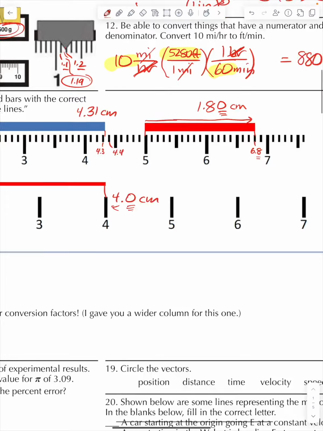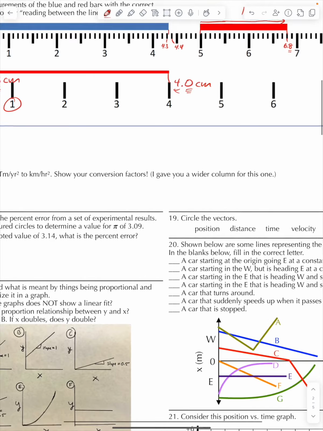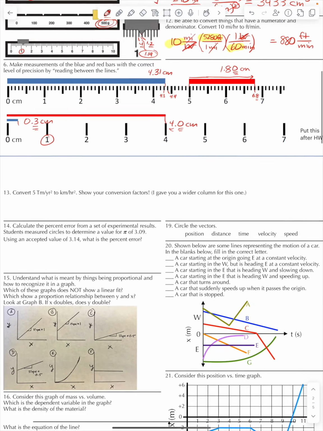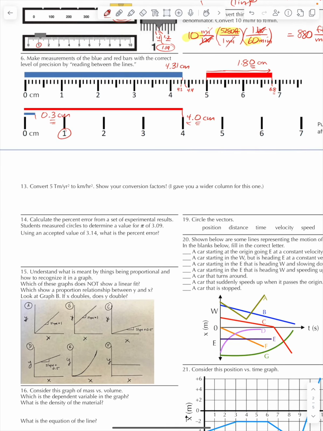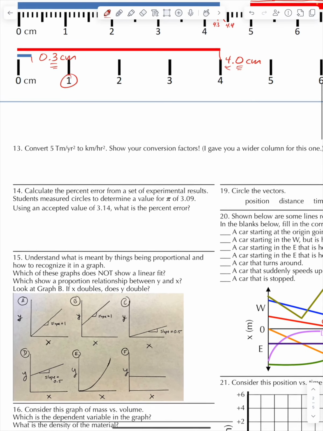Okay, let's do one more conversion, a big one here. I won't ask one quite this long just because I don't want you to spend so much of your time doing conversions, but it's just for practice, we'll do this long one. Okay, let's convert 5 terameters per year squared, that's an acceleration if that looks familiar, to kilometers per hour squared. Okay, let's start.